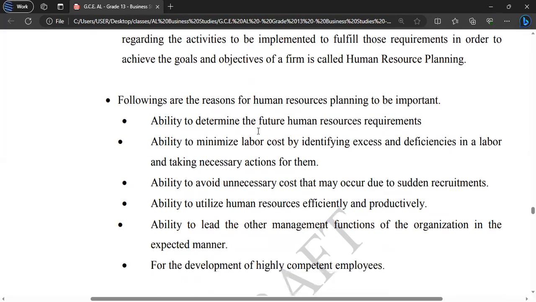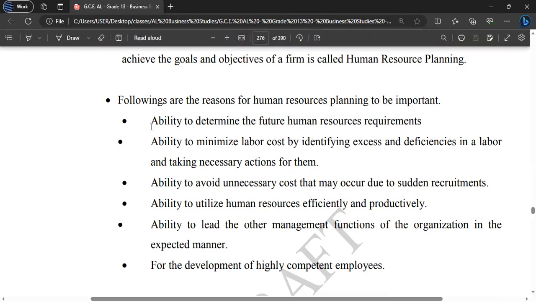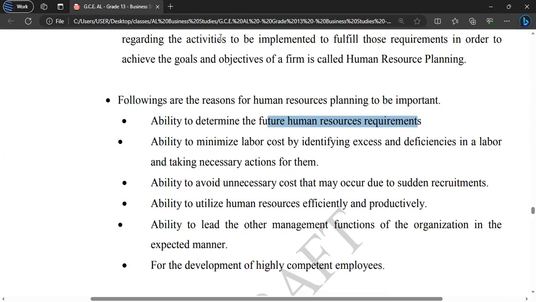Let us see why. Following are the reasons for human resource planning to be important. Why do you need to do human resource planning? Why is it important? Let us see. You have the ability to determine the future human resource requirements. So in the future, in your company or your organization, how many human resources are needed, right?